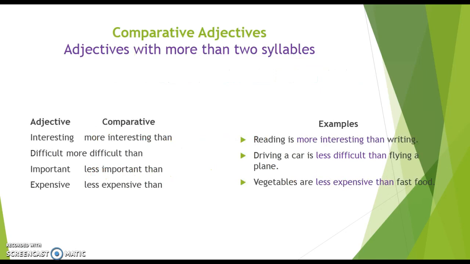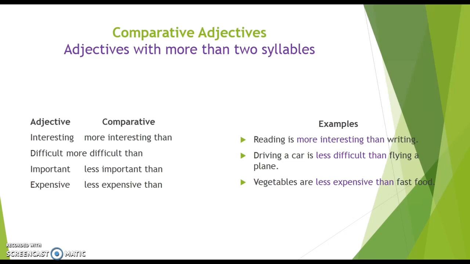Another group: adjectives with more than two syllables. Big words. For example, you have the adjectives interesting, difficult, important, expensive. For those big words, you use the word more or less, depending on whether you mean a positive or negative point of view, positive or negative opinions about what you are talking about. You say more interesting than, more difficult than, less important than, or less expensive than.